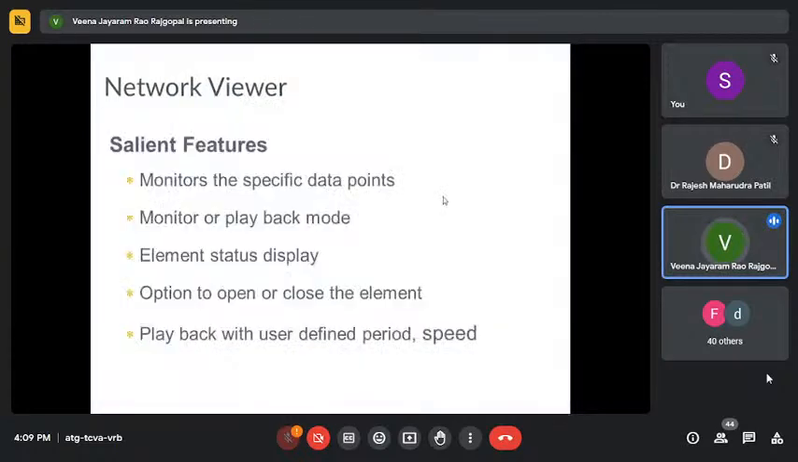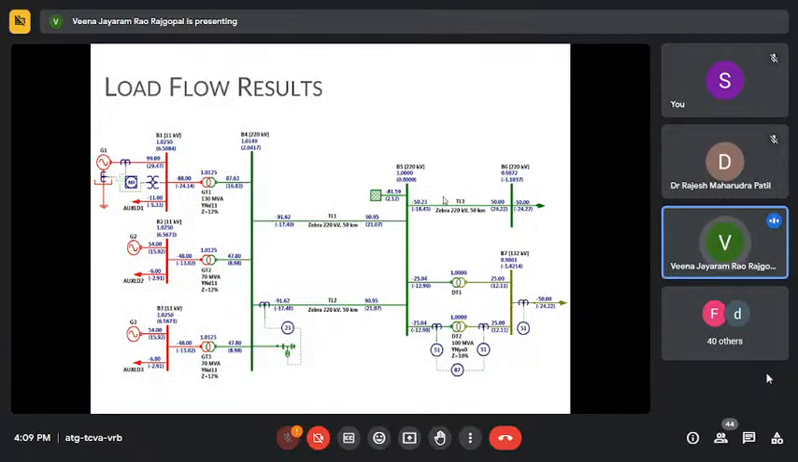Okay. So I'll not go into the network viewer. The first step, as I was telling you, is building of the network. Now, once the network and along with that the database is built, you can perform various analyses.